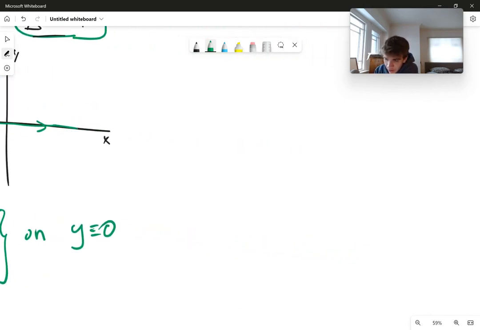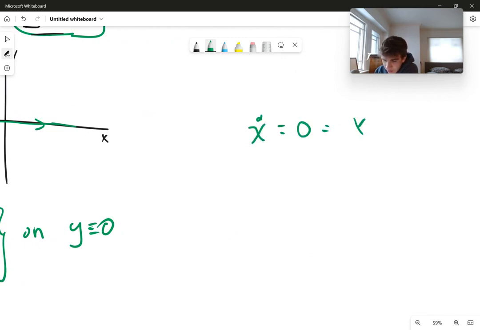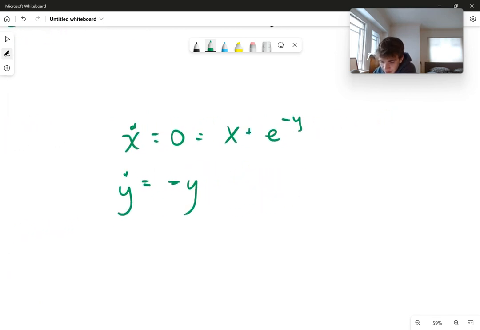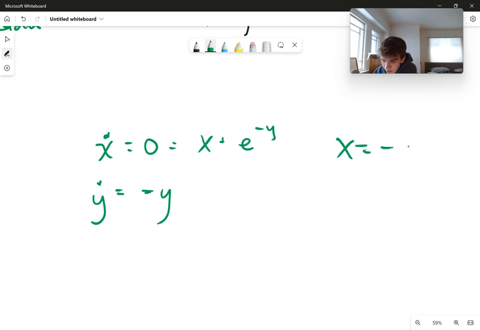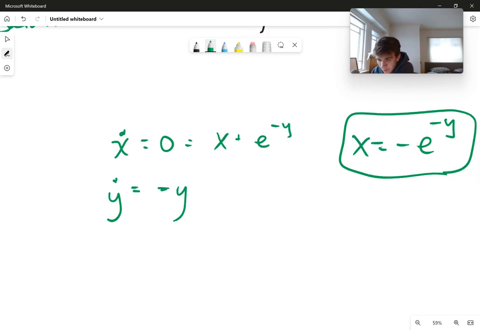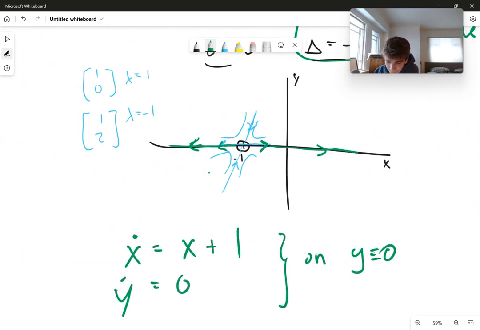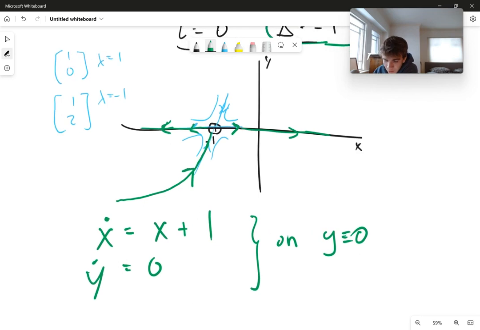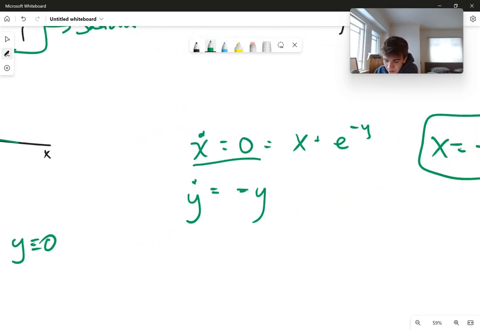The other null line is x dot equal to 0, which is x plus e to the minus y equal to 0, and y dot is equal to minus y. So this is actually the curve x equals negative e to the negative y, which is kind of a weird curve. It turns out to look something like this. This is our e to the minus y. I drew it misleadingly here, because it shouldn't directly follow the manifold of the saddle. The point is that along this null line, we have x dot equal to 0 and y dot equal to negative y.